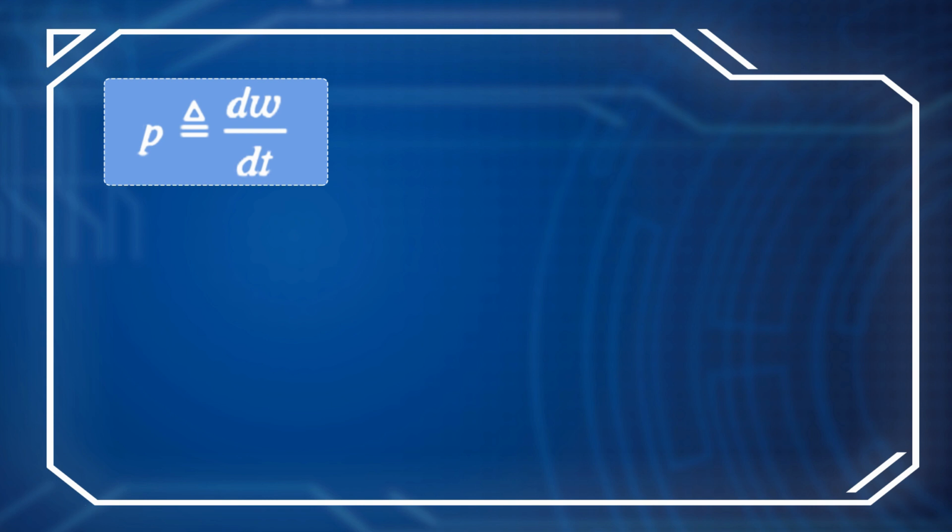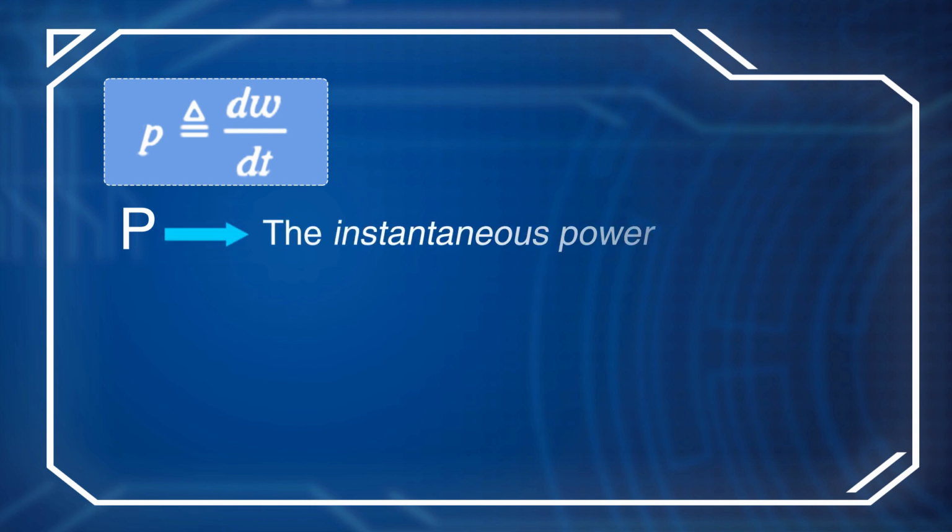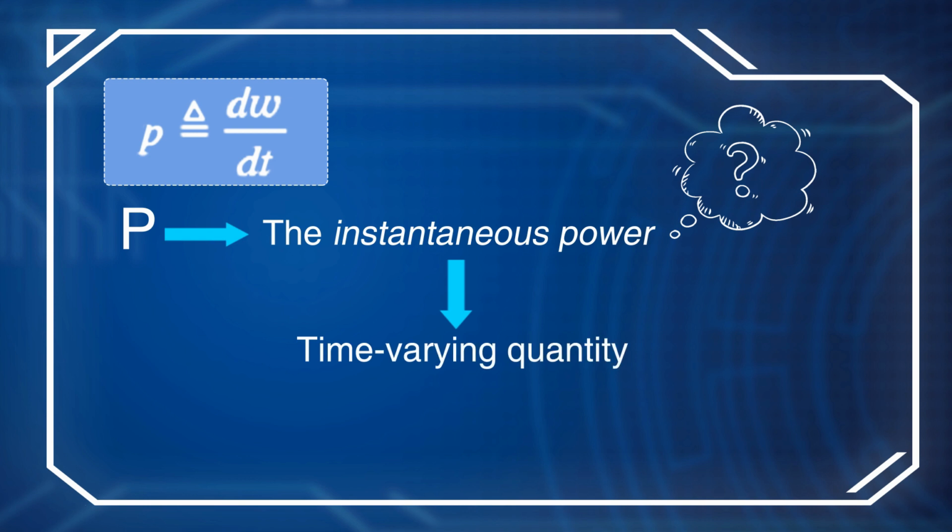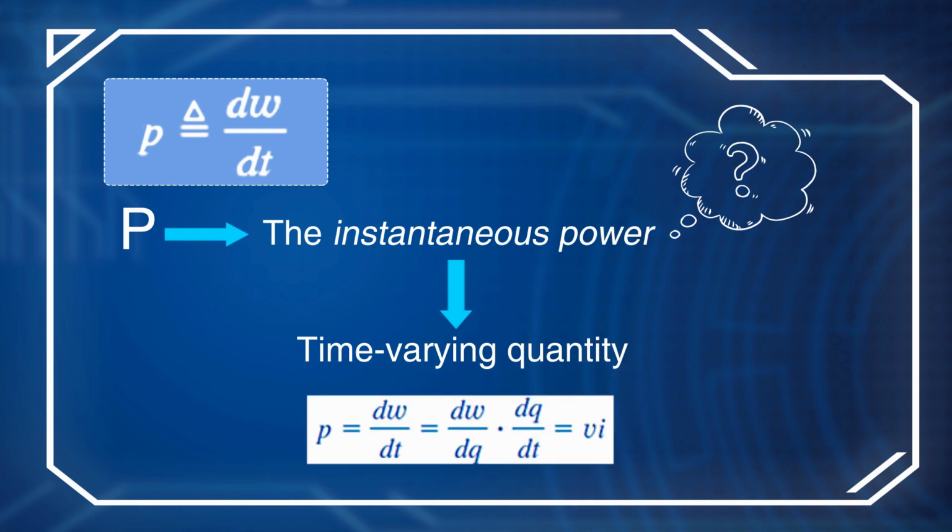The letter P represents the instantaneous power. And what is instantaneous power? It is a time-varying quantity, and we can calculate the power P using this equation: P equals dW over dt equals V multiplied by I.